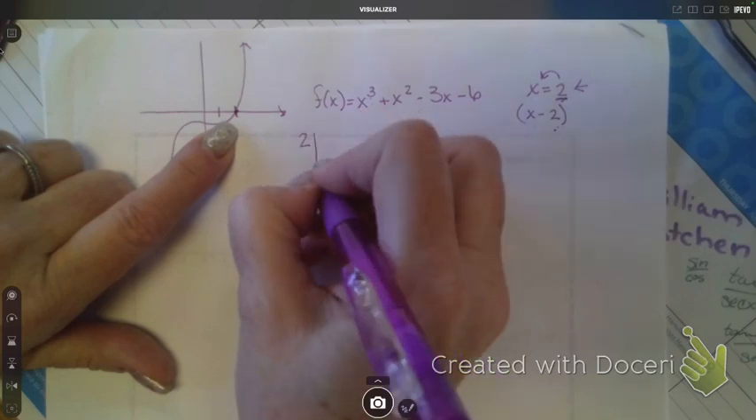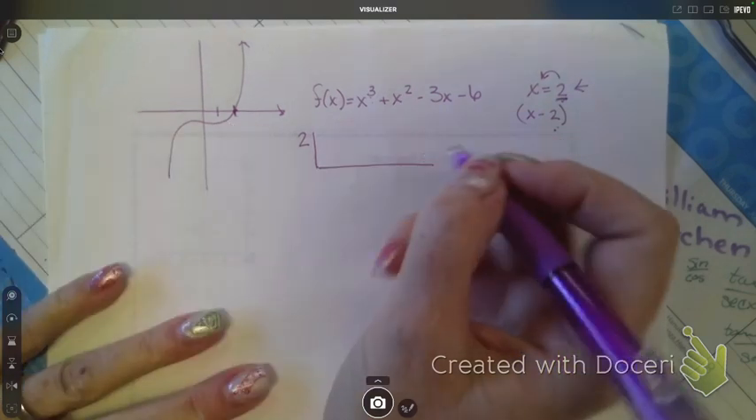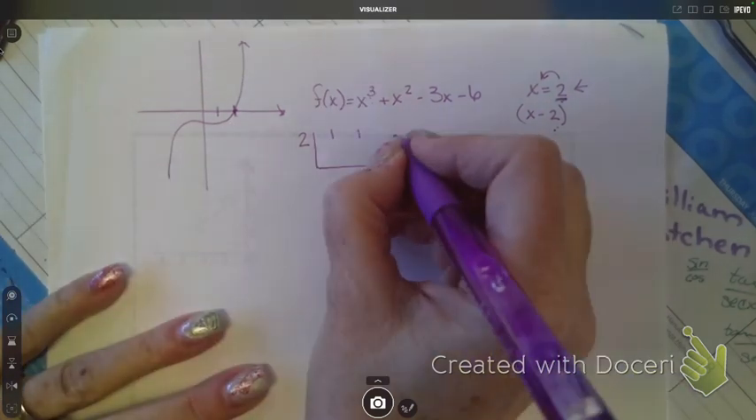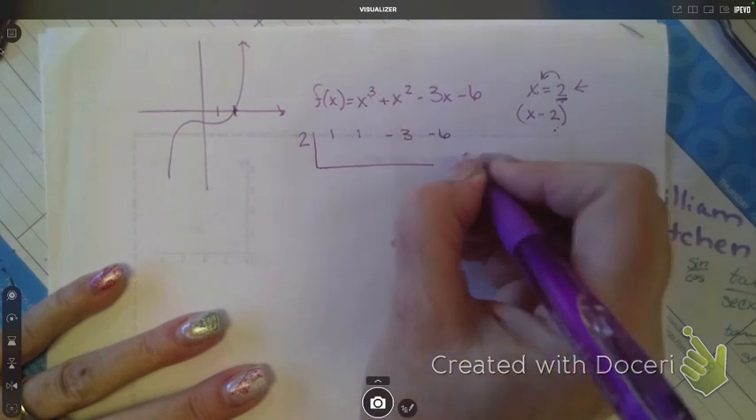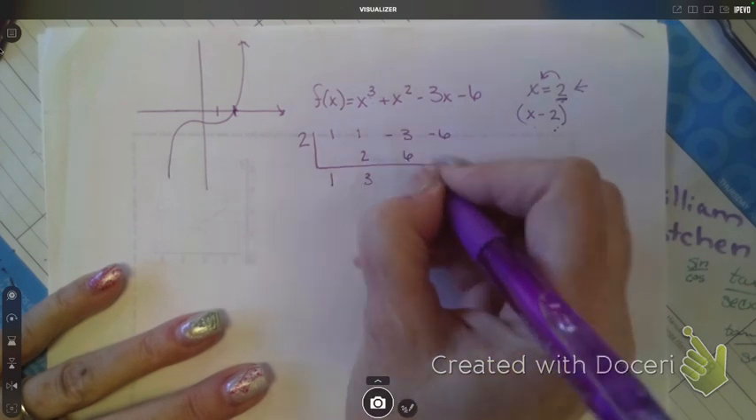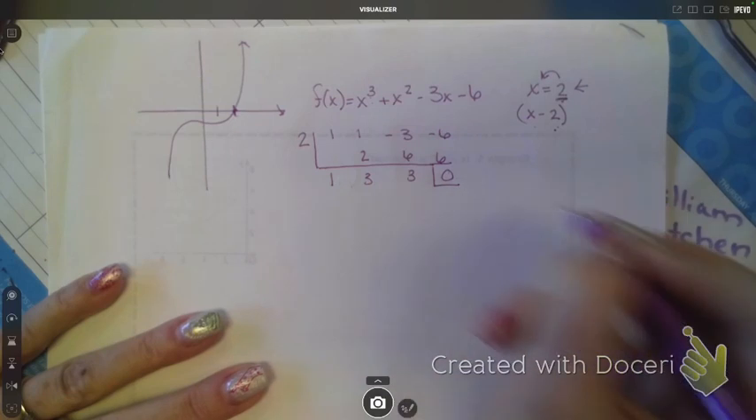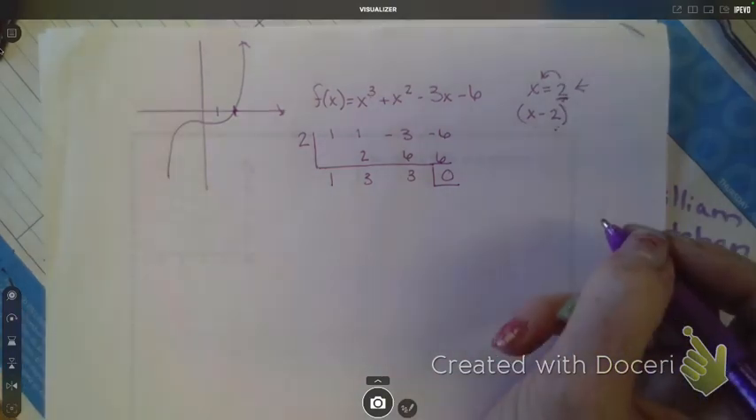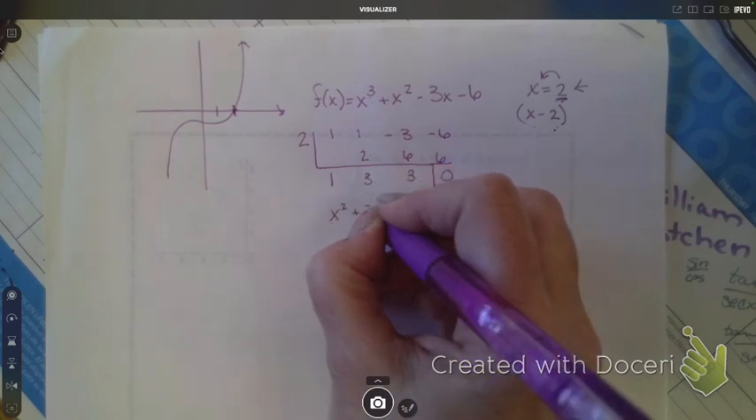So do I have any holes? Everything in order? 3, 2, 1, 0. So 1, 1, negative 3, negative 6. Yep. So 1, 2, 3, 6, 3, 6, 0. Did my remainder come out 0? Yep. So now I have x squared plus 3x plus 3.